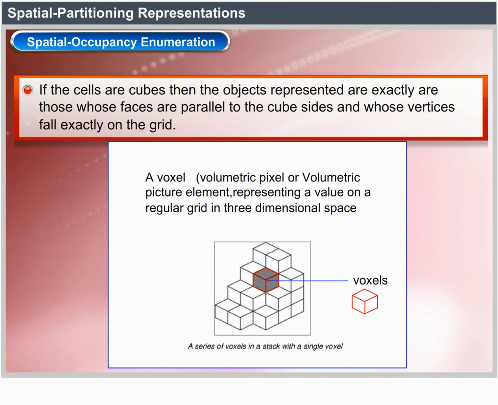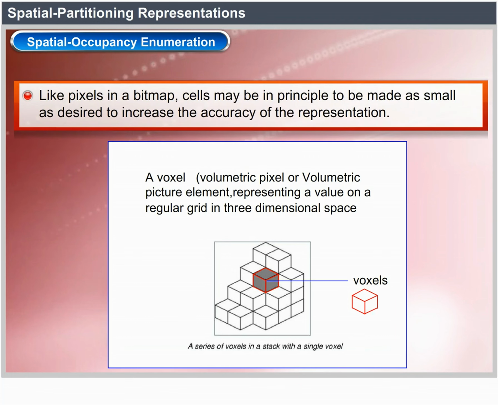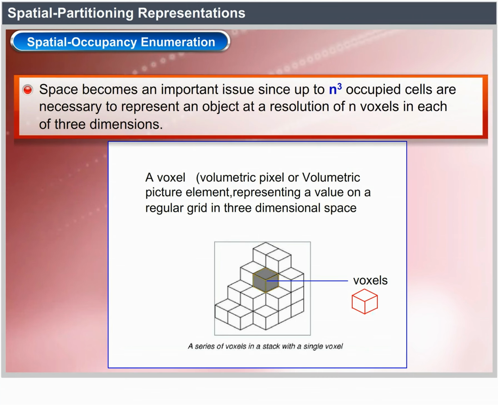Like pixels in a bitmap, cells may in principle be made as small as desired to increase the accuracy of the representation. Space becomes an important issue, since up to n cubed occupied cells are needed to represent an object at a resolution of n voxels in each of the 3 dimensions.